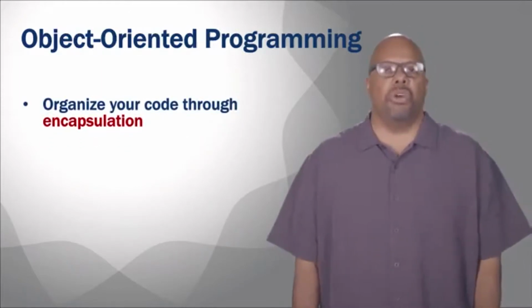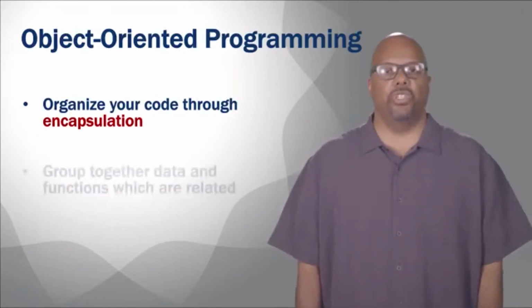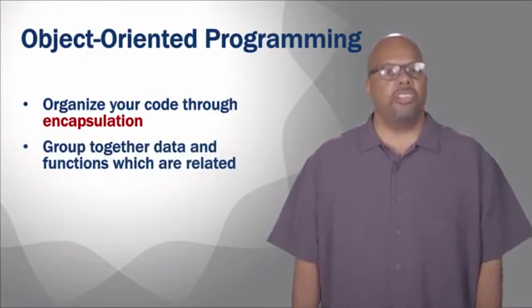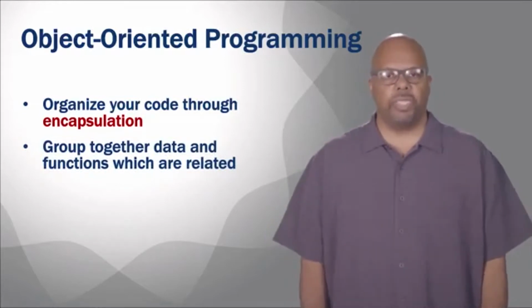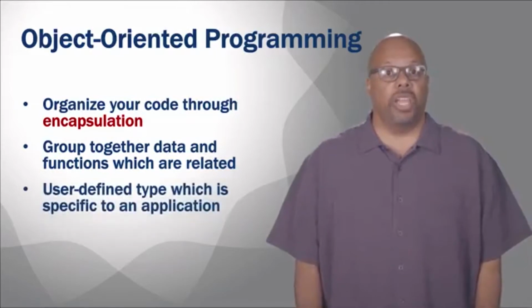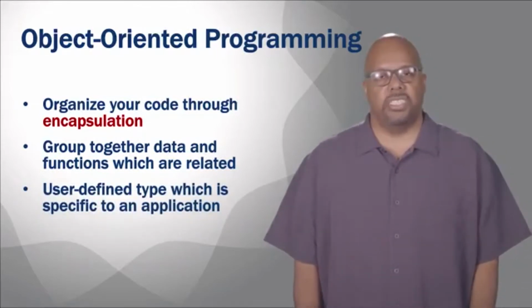Object-oriented programming is really for code organization. In my mind, it's for code organization. So you organize your code by encapsulating it. You group together data and functions that are related to each other. This is essentially what a type is, right? And what object-oriented programming lets you do is create a user-defined type, one that's specific for whatever application you're building.